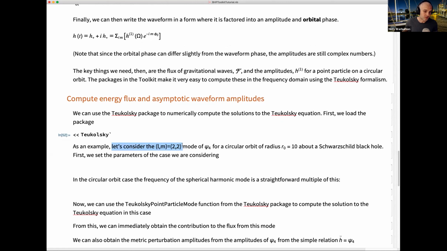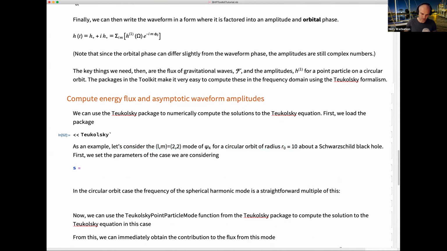Just as an example, let's compute the 2-2 mode of psi 4 for a circular orbit of radius r0 equals 10 about a Schwarzschild black hole. So let's just set up the parameters first of all. For psi 4, that's a spin weight -2 perturbation. The package will solve for arbitrary spin weight, certainly between -2 and 2, so -1 and 1 and 0. I'm not quite sure what happens if you run 3 or 4. I'm not sure what reason you'd have to. We'll say L equals 2 and M equals 2.